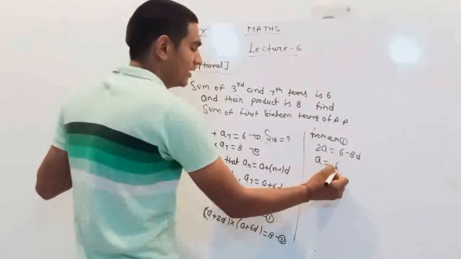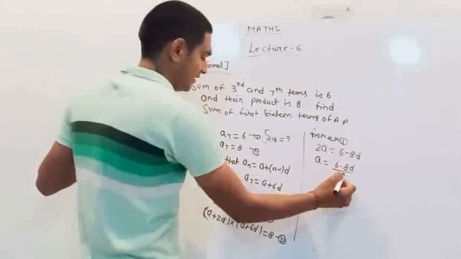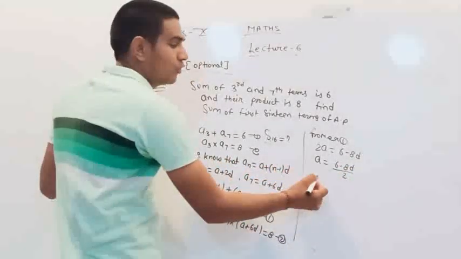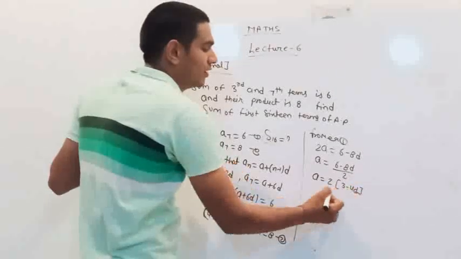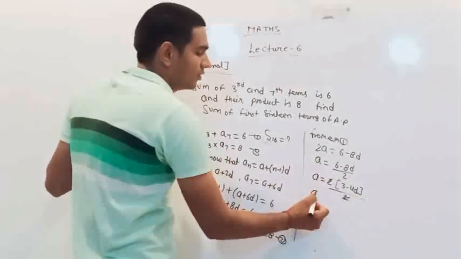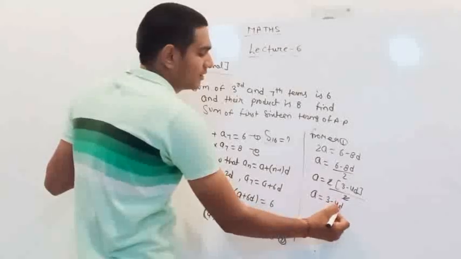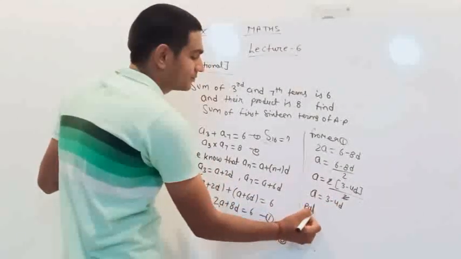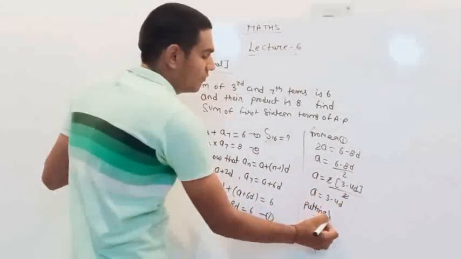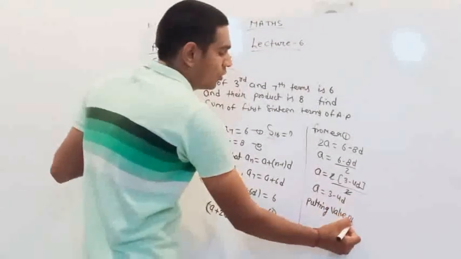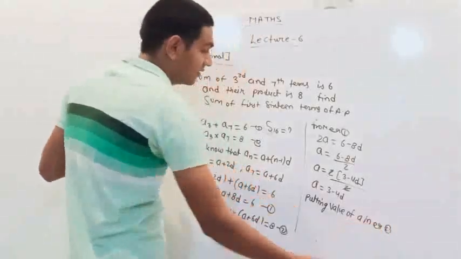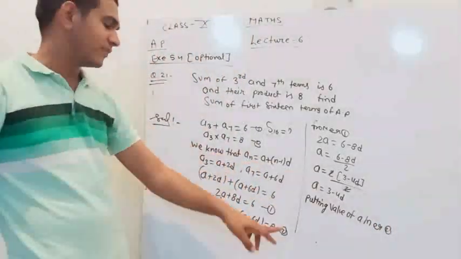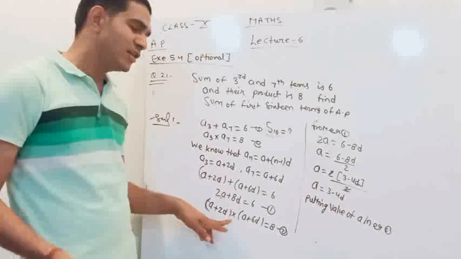So what is the value of a? 6 minus 8d upon 2, take 2 common, 3 minus 4d upon 2 cancel. What is the value of a? 3 minus 4d. So putting the value of a in equation second. Now you will put the value of a in equation second, then you will get the value of d.